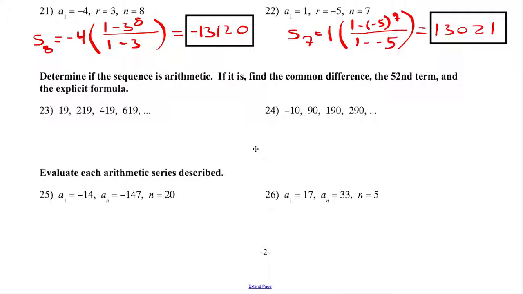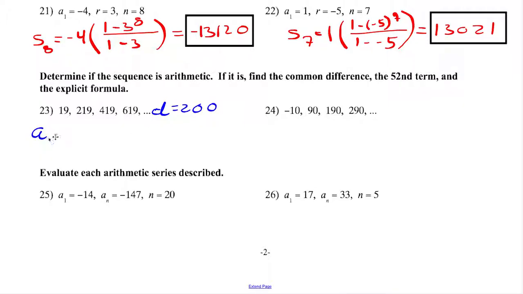Next up, we want to do the same process, but for arithmetic sequences. Exciting. So we want to figure out if these are arithmetic or not. Do the same process. So here, am I adding something? Yeah, I'm adding 200 each time. So here the common difference is actually 200.